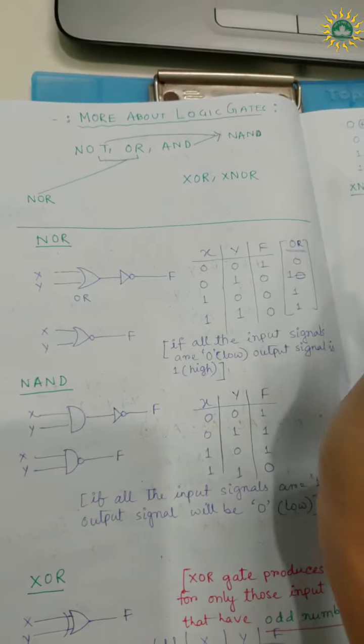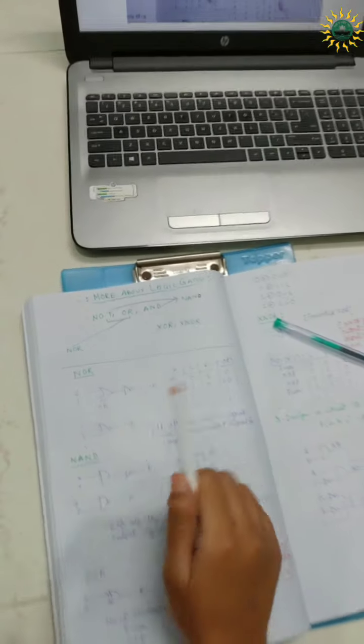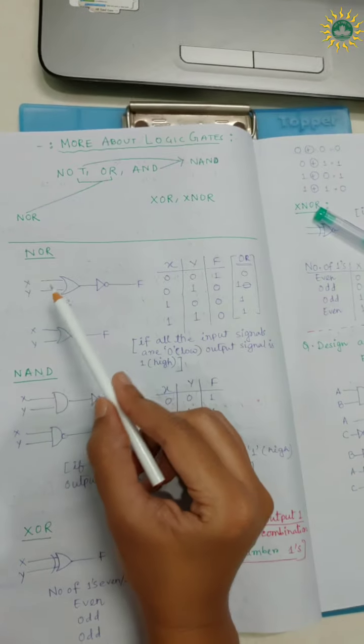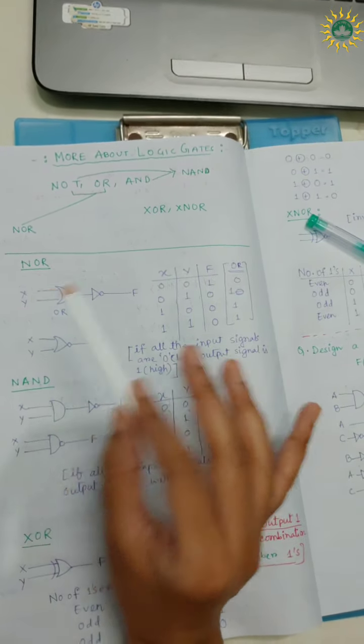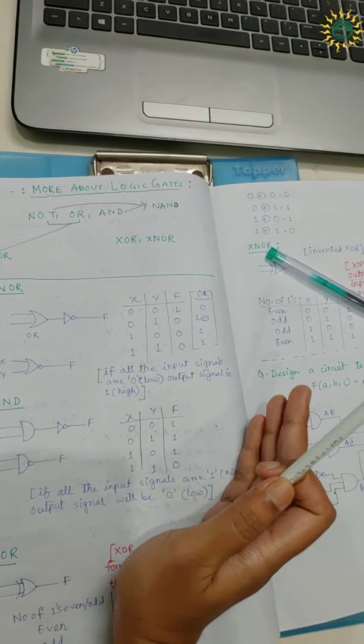Even after that we have a few more logic gates which are called XOR and XNOR. We are going to read about that. And please remember one thing, that I am going to explain 2 input logic gates, but you can also have 3 inputs or 4 inputs or more than those. You can have any number of inputs you want.